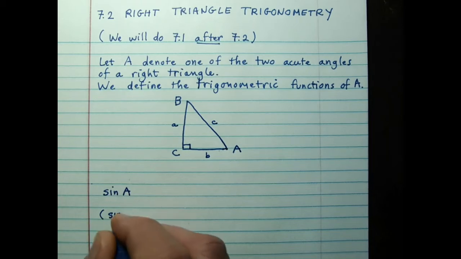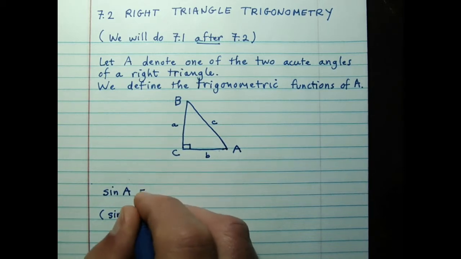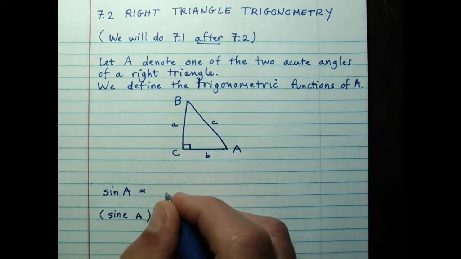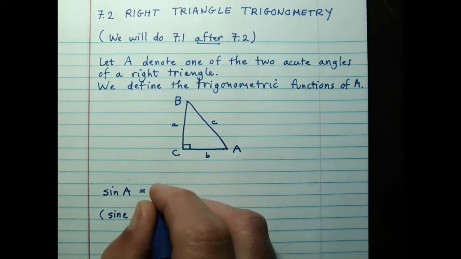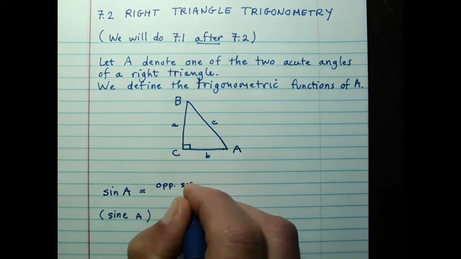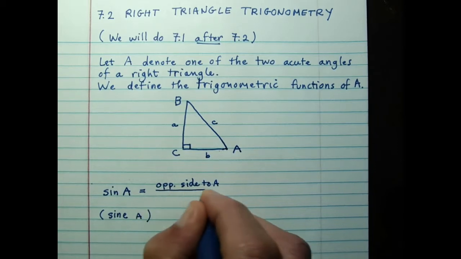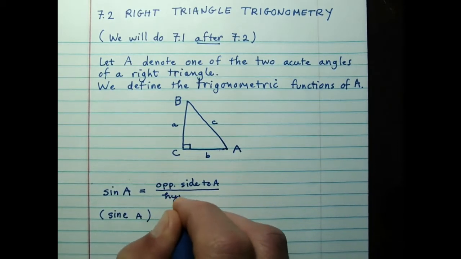So I think we're ready to define what we're going to call sine A. So we abbreviate it SIN A, but that stands for sine of A. And the sine of A we're going to define as a ratio of two sides of this triangle. We're going to take the opposite side to A and divide by the hypotenuse.